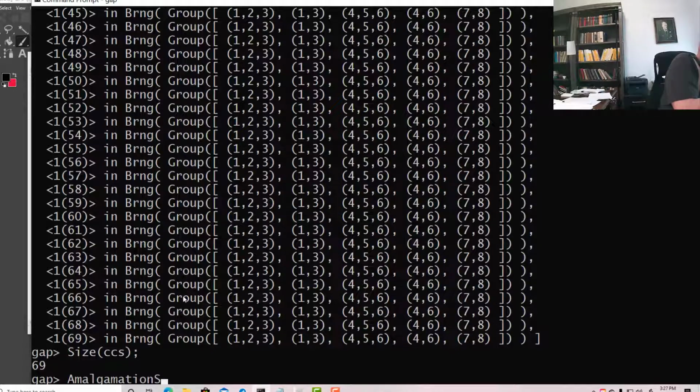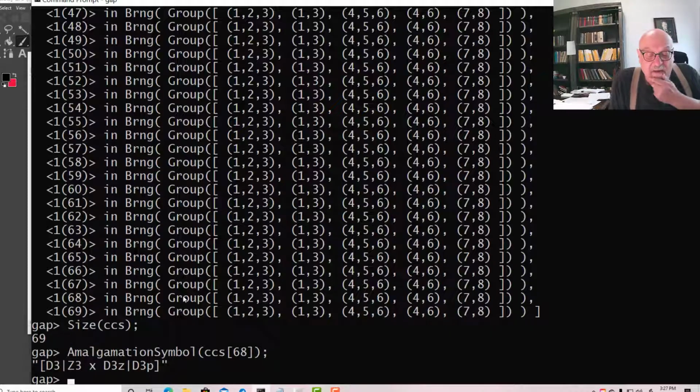And we can check, for example, CCS 68, close it and set, and find out what do I get. I'm getting this particular symbol. What is the meaning here? Let me write it down. So D3, Z3, D3Z, and this is D3P.